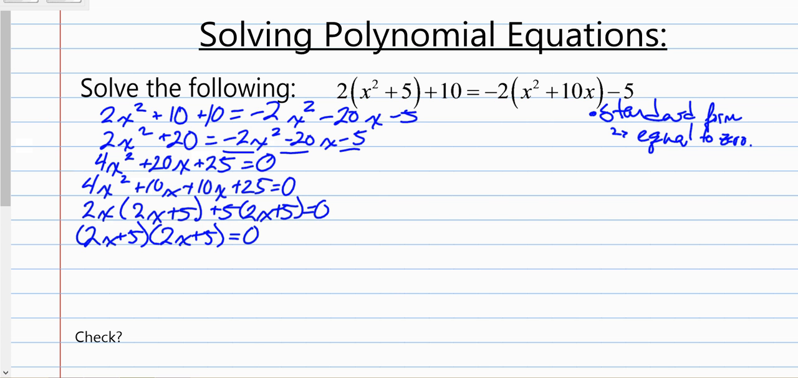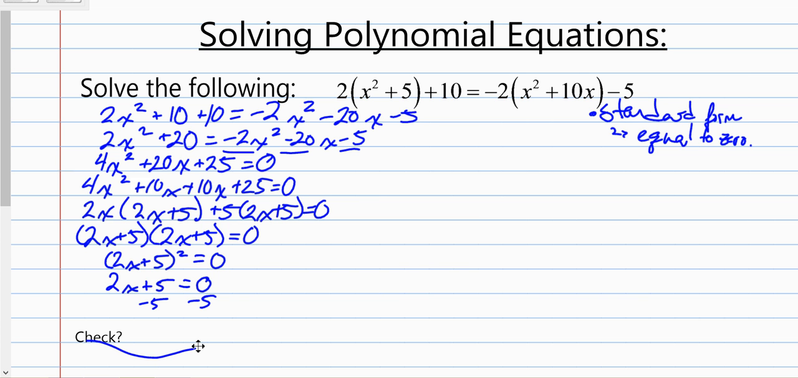This is factored. And looking at this, you may think you need to solve each of these factors, but if you notice, they are the same factor. This factor is 2x plus 5 squared. So to solve this, I need to set the 2x plus 5 equal to 0. I will subtract 5 from both sides.